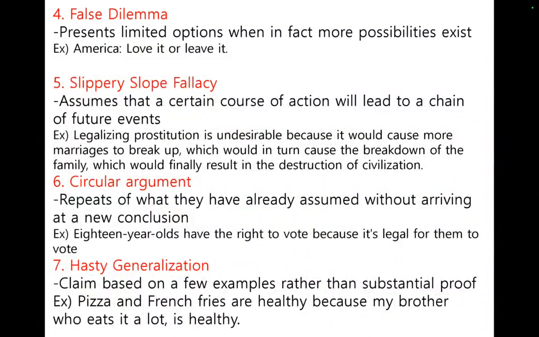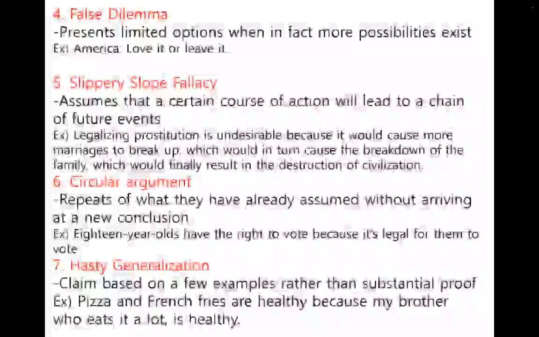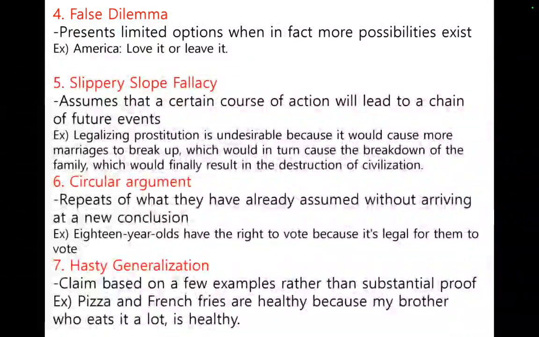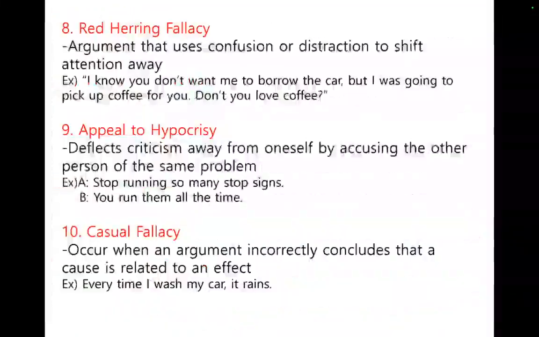Seventh, hasty generalization. A hasty generalization is a claim based on a few examples rather than substantial proof. Arguments based on hasty generalizations often don't hold up due to a lack of supporting evidence. The claim might be true in one case, but that doesn't mean it's always true. Hasty generalizations are common in arguments because there's a wide range of what's acceptable for sufficient evidence. For example, pizza and french fries are healthy because my brother who eats them a lot is healthy.